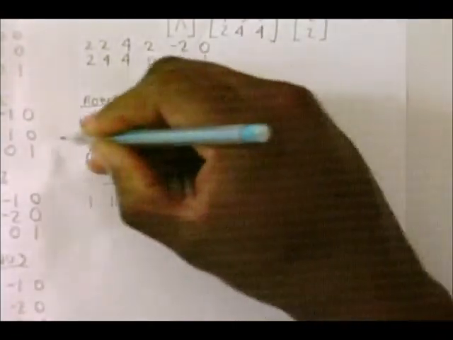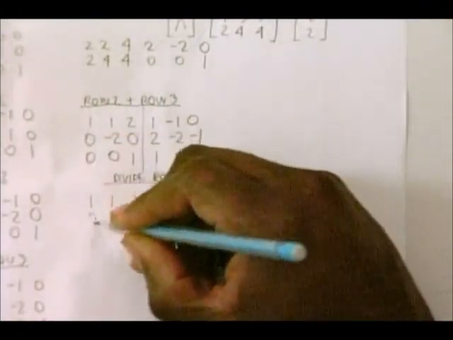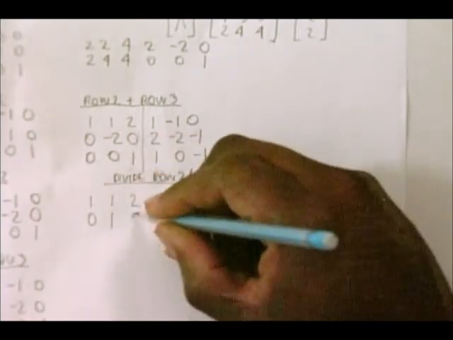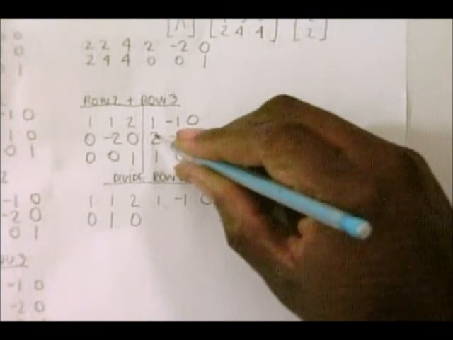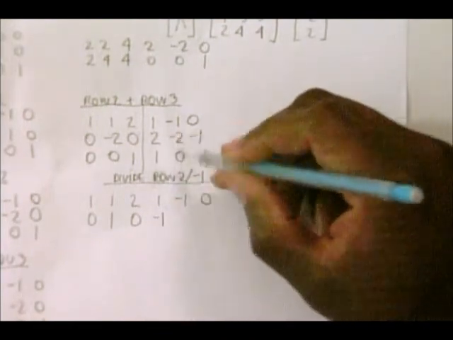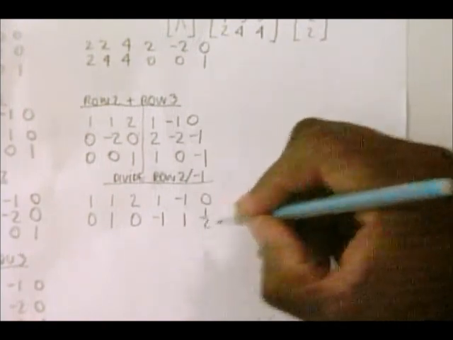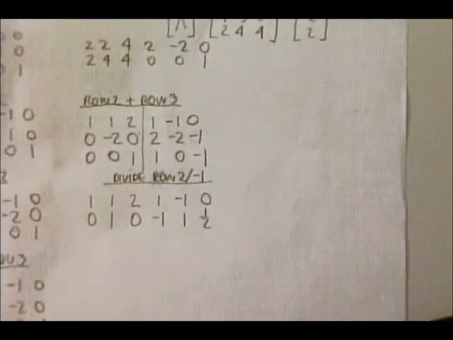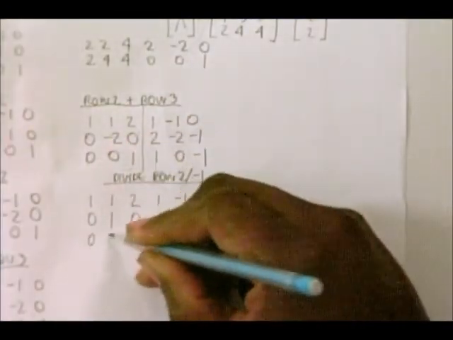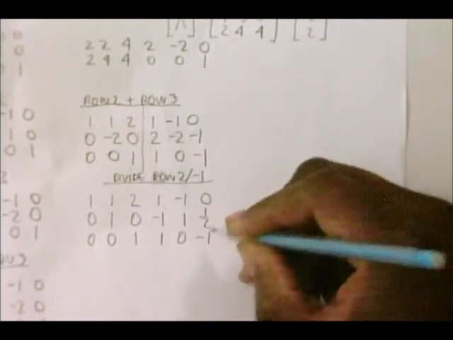Now I'm going to divide that second row by negative 2. This goes unchanged. You get 0. This negative 2 becomes a 1. This 0 goes unchanged. Divide by negative 2 here, you get negative 1. Divide by negative 2 here, you get 1. And divide by negative 2 there, you get half. And we're going to keep this third row the same because this is what we want. We want that 0, 0, 1 there. That's part of the identity matrix.